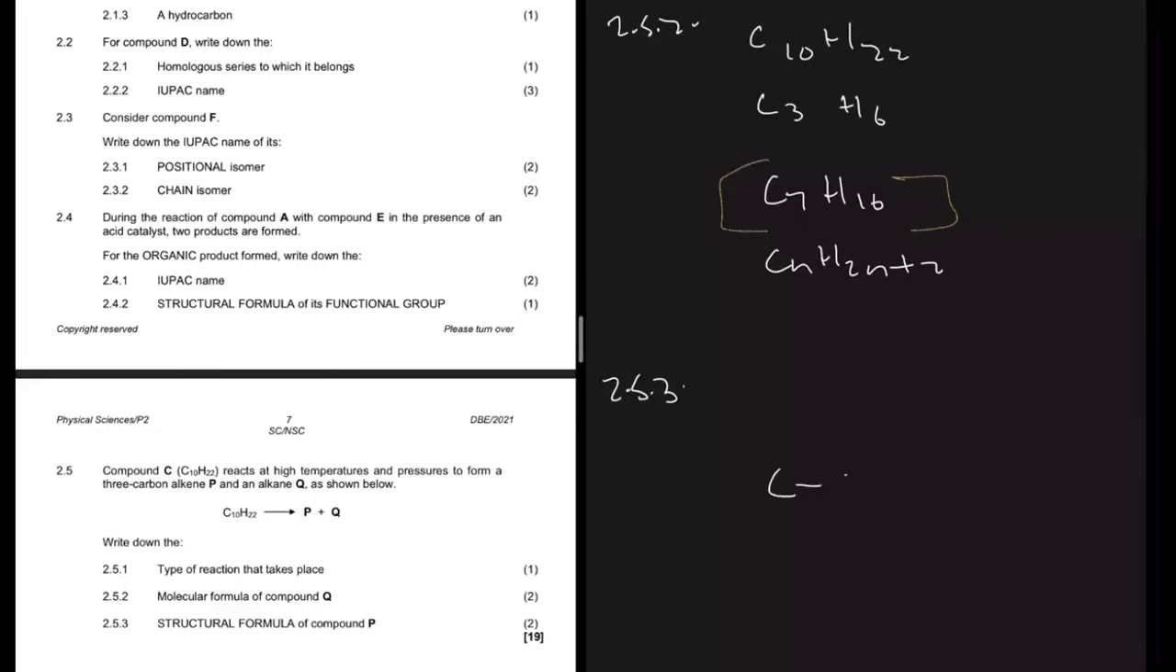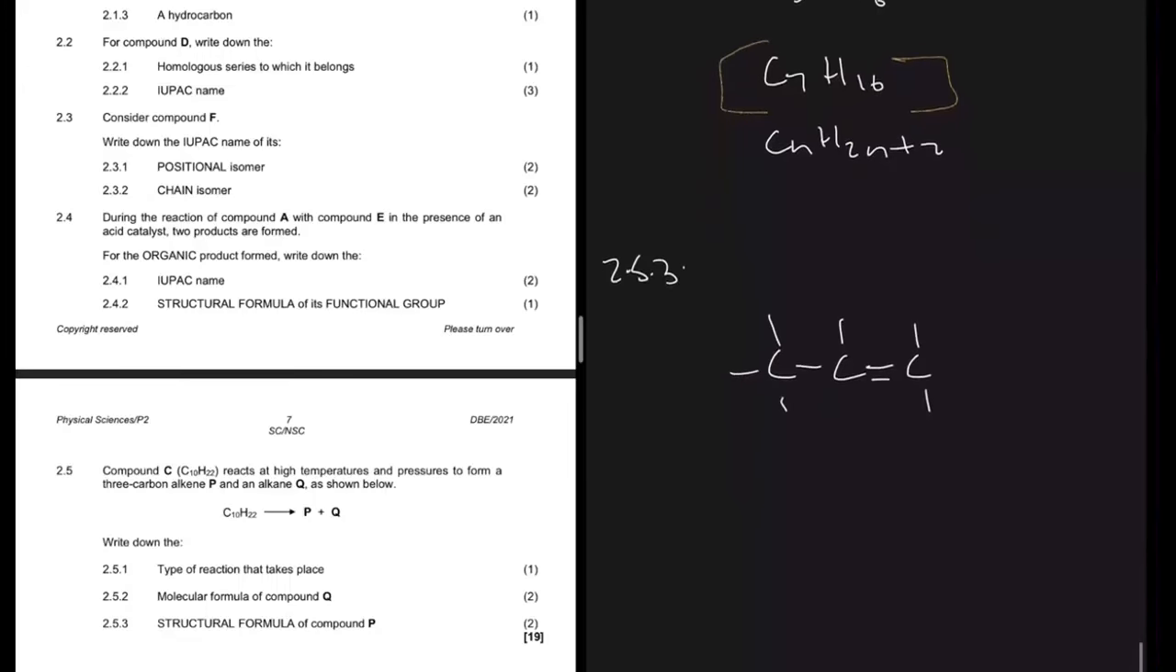And then 2.5.3 structural formula of compound P. We already know that compound P is propene. So C, we can put the double bond here, or we can put it there. It doesn't matter, I will still have the same name. And then carbon, saturated, carbon, and then saturated. So yeah, there we have it.